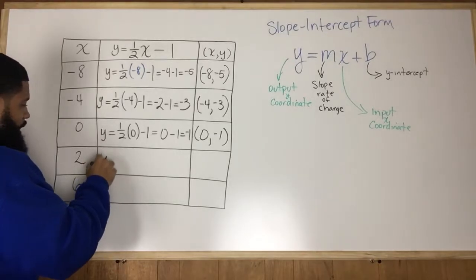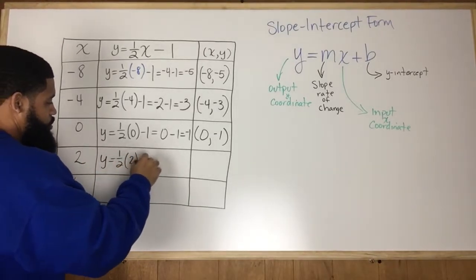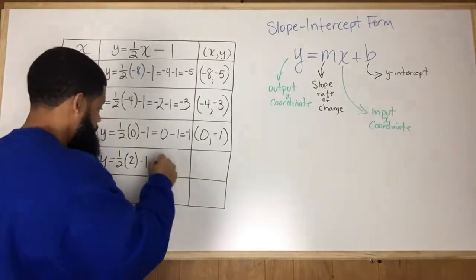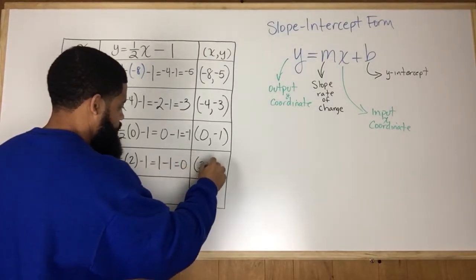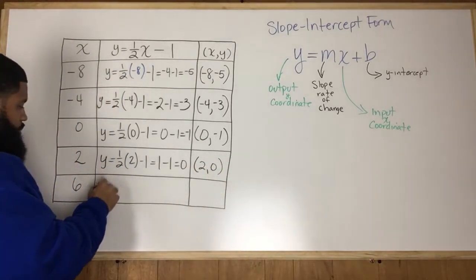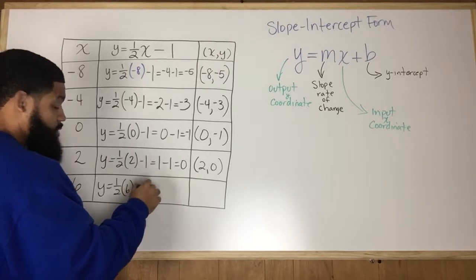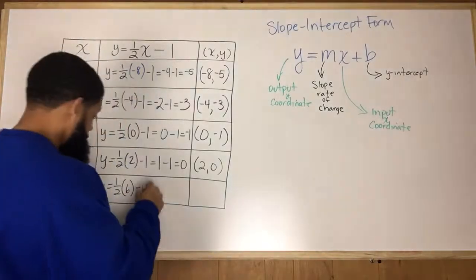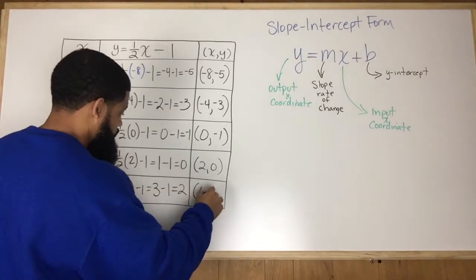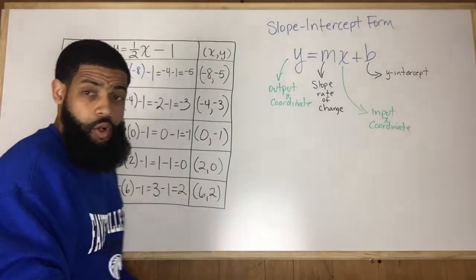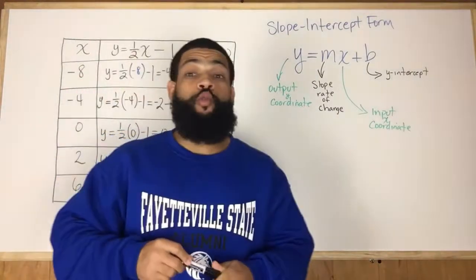And then y equals half of 2 minus 1. Half of 2 is 1. Minus 1 equals 0. So if I have 2, 0. And then last but not least, I want to say half of 6 minus 1. Half of 6 is 3. 3 minus 1 equals 2. So 6, 2.